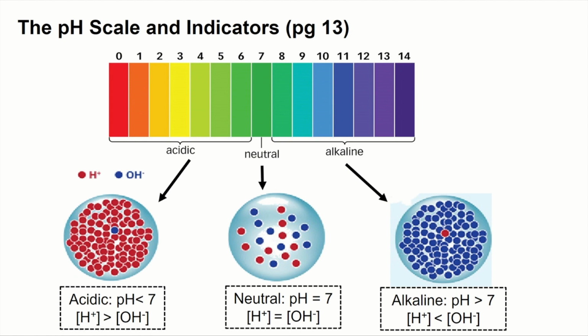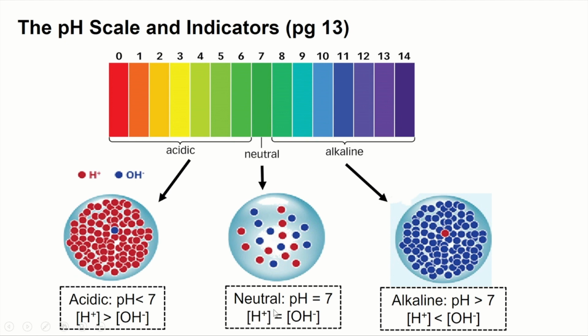Okay, so this pH scale tells you about OH minus and H plus. When something is very acidic, below 7, we call it acidic. When something is acidic, acid produces H plus, so we will say that there are more H plus than OH minus. When it's neutral, the H plus and OH minus are equal.